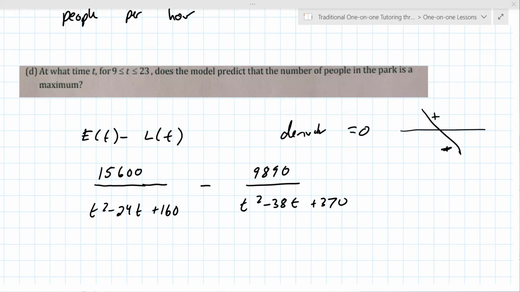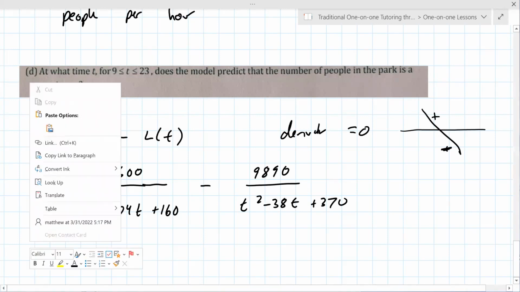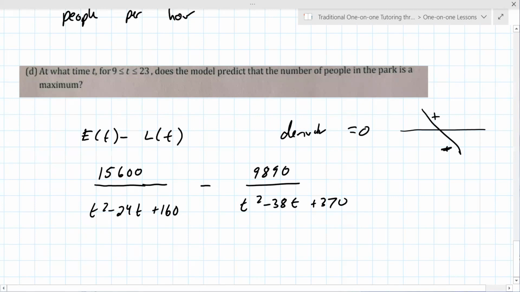All right, so let me snip this in, and you'll see what we care about here. Actually, I didn't get the point that I wanted. Let me just grab one more snip.